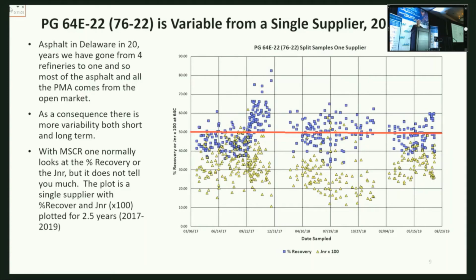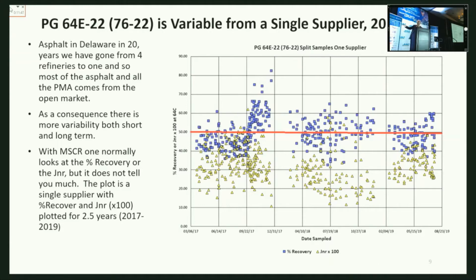Okay, this I took, and it's a single supplier using their split samples. This is Delaware's lab data. And since most people look at JNR and percent recovery, I put it on a timeline. It covers 2.5 years. The JNR is the yellow triangles. To put on the same graph, I had to multiply it by 100. And then the blue is your percent recovery. And the red line is at 50% recovery, or 0.5 JNR, which defines your E-grade asphalts.